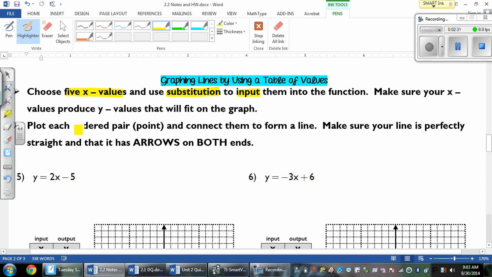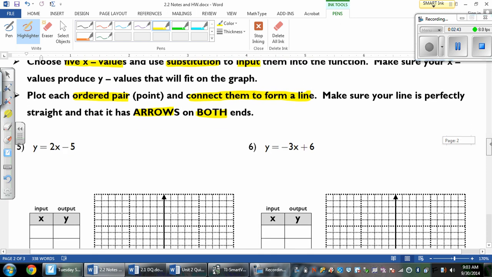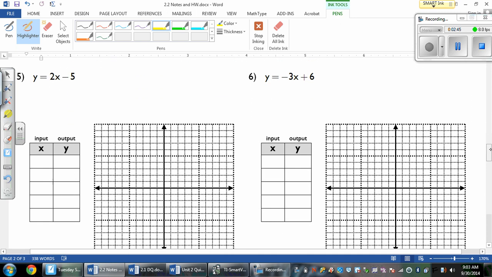Then you're going to plot each ordered pair, which again is a point, then connect them to form a line. And then make sure you use a straight edge, and then you have arrows on both ends of the line. You're going to need your graphing calculator at this part, so please take that out now. Alright, so here's number 5. We're going to graph the line y equals 2x minus 5.